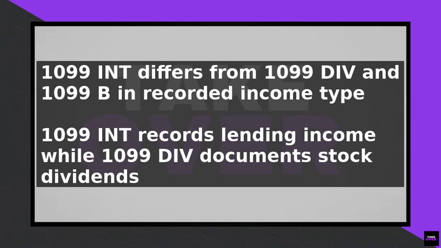A 1099 DIV documents dividends, or income earned through the purchase of stock. A 1099B records capital gains and losses incurred as a result of the sale of an asset, such as stocks or bonds.